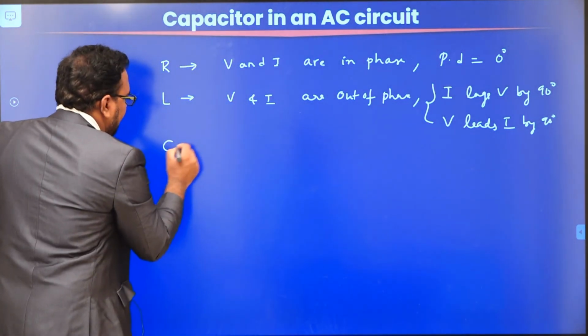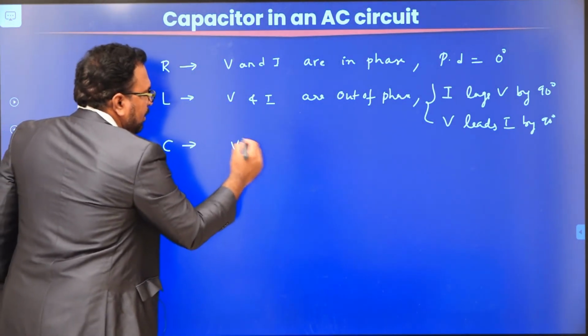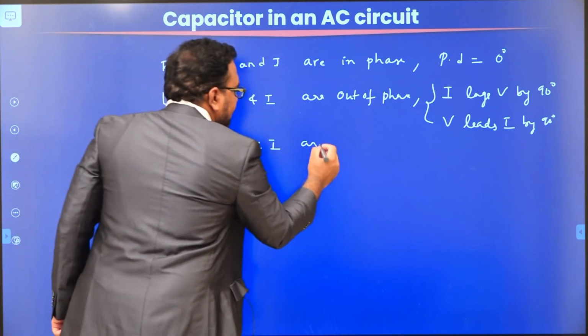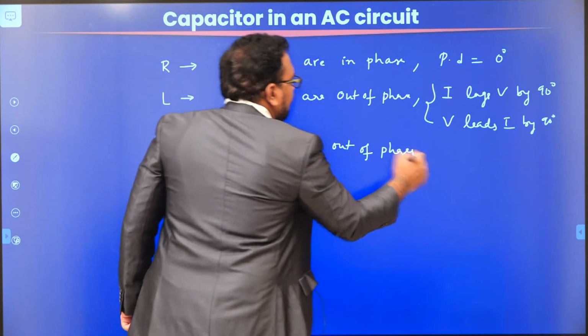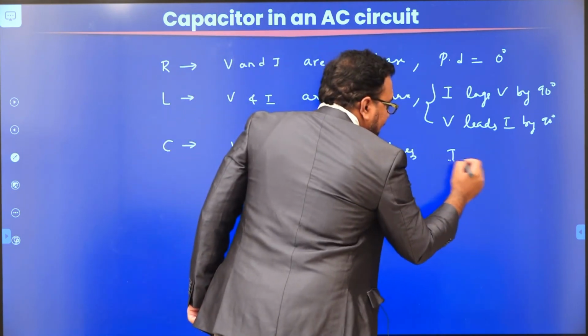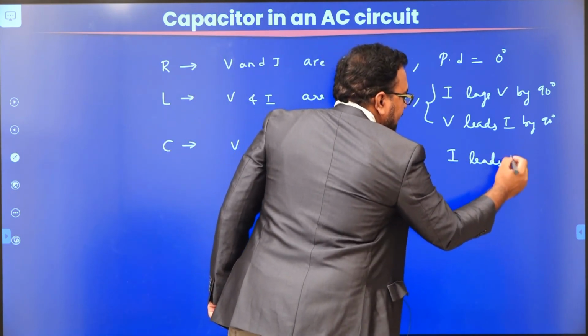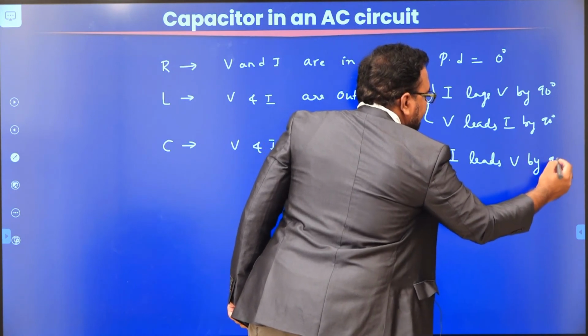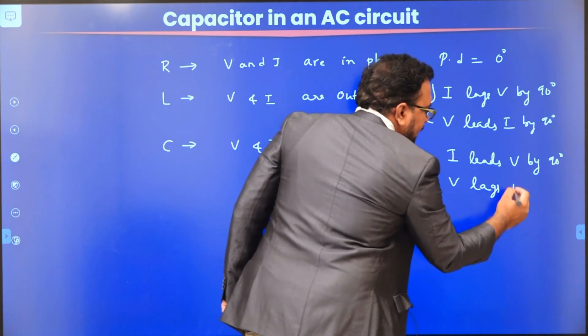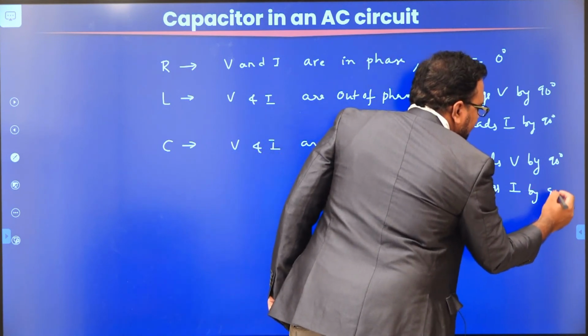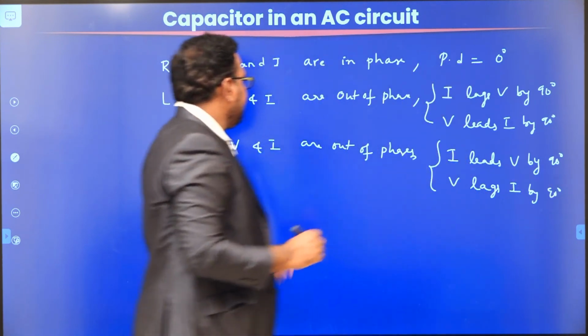And finally, in case of a capacitor, the voltage and current are out of phase here also. So what is the phase difference? Here the current leads voltage by 90 degrees. In other words, voltage lags current by 90 degrees. So this is the relation between voltage and current in case of a capacitor.